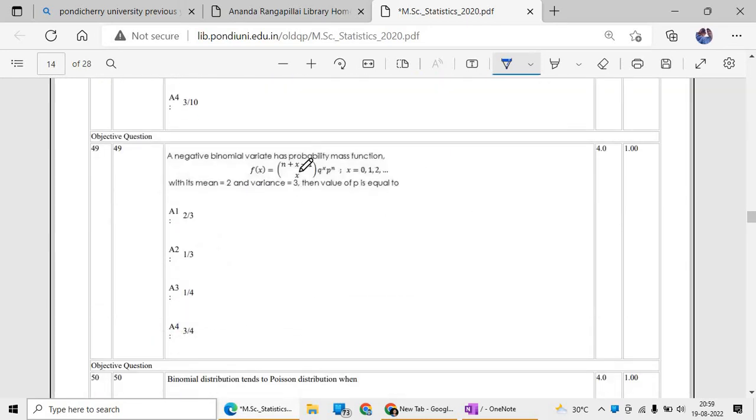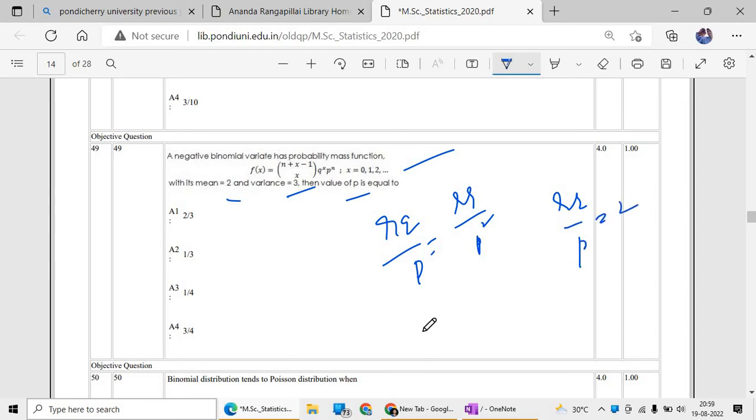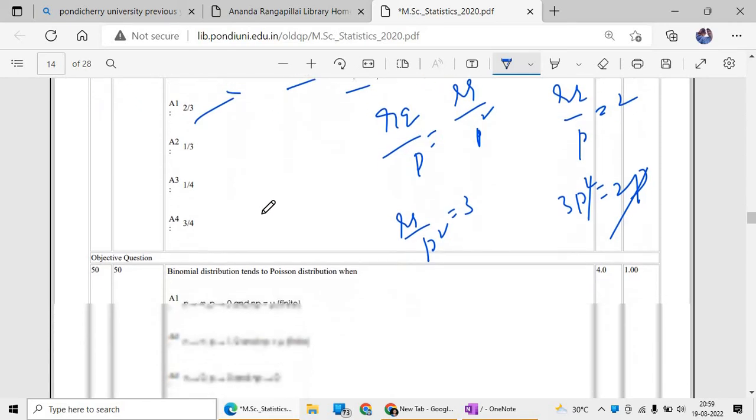Again here they have given a negative binomial case. Their mean is 2, variance is 3. Then find the p value. So what is the formula? Mean is r q by p, variance is r q by p squared. So r q by p equal to 2, r q by p squared equal to 3. So it implies r q p equal to 3 p squared times... here 3 p squared, 2 p. So p cancels out, p is 2 by 3. So A is the correct answer.